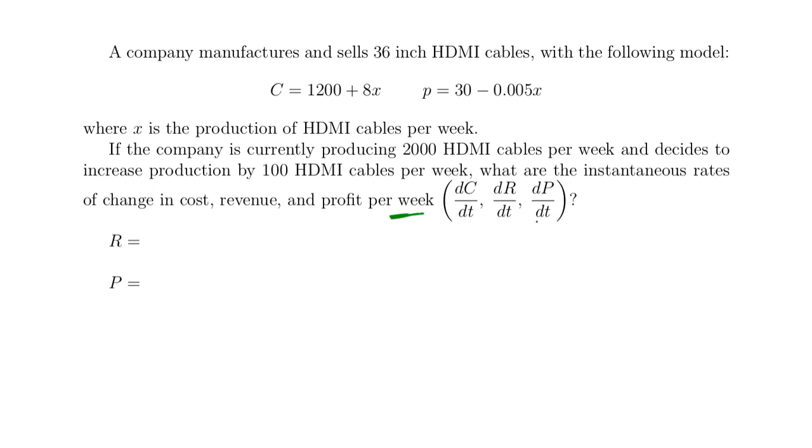and dP over dt. This is an example where I want to steer clear from using the prime notation, because if we were to say C prime, that makes us think of marginal cost, which is how the cost is changing per unit that changes. This is changing per time unit, t. So I want to just be careful about that. So don't use that prime notation here.